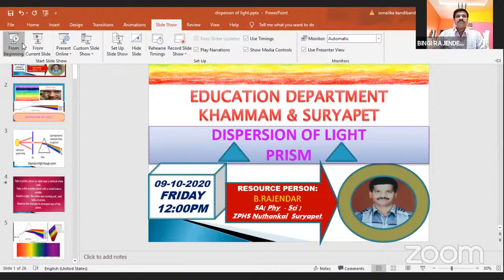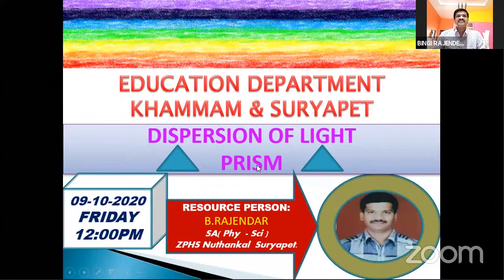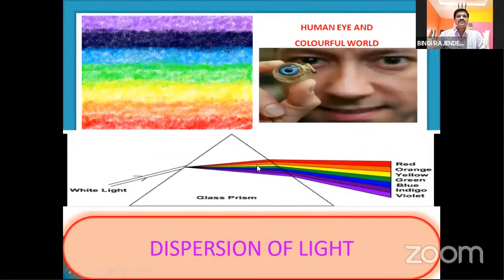Here is a picture. We are observing 7 colors from violet to red color on the left side. And our topic is Human Eye and Colorful World. This is the lesson name. Here we are observing another picture.